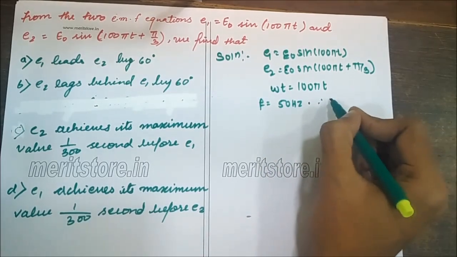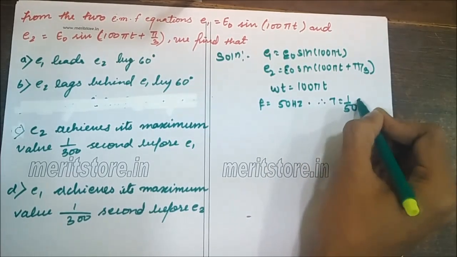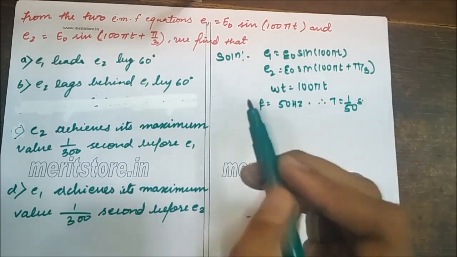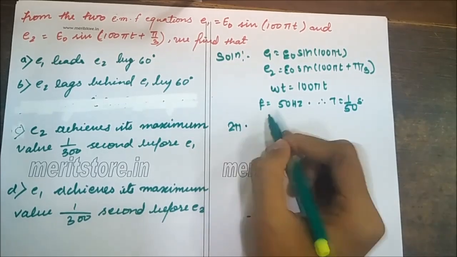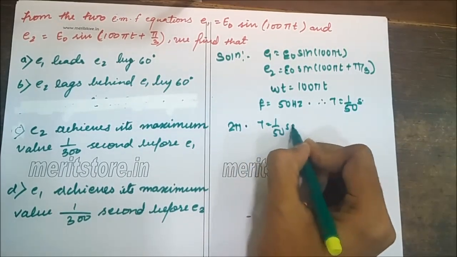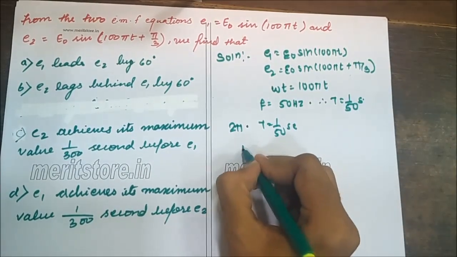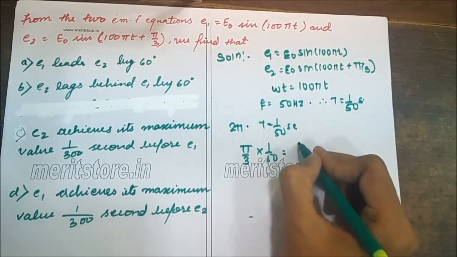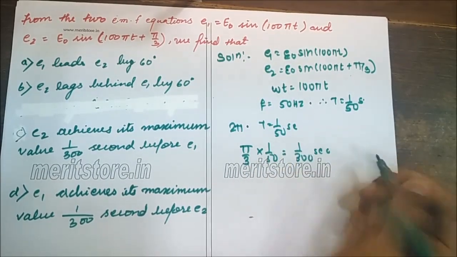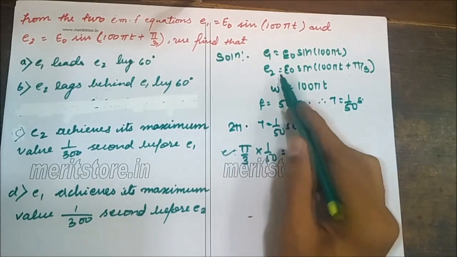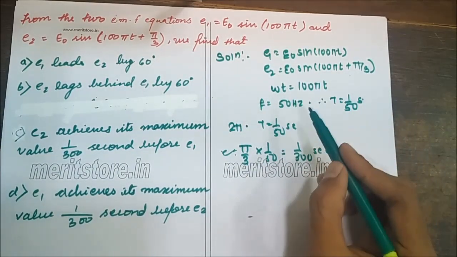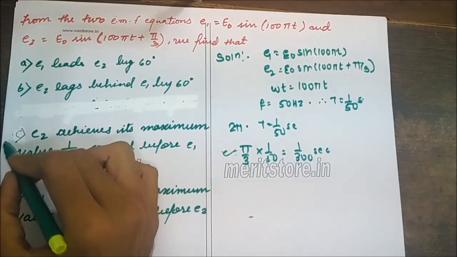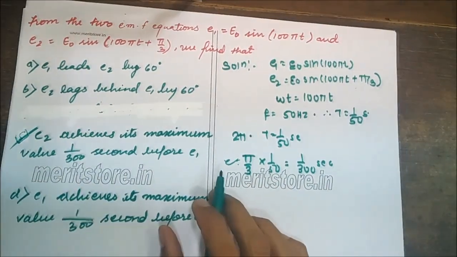That is for time t equals 1 upon 50 seconds. The frequency is 50 hertz. If we need a phase difference of 2 pi, then the time required is 1 upon 50 seconds. But here the phase difference is pi by 3. So for a pi by 3 phase difference, the time required is pi by 3 multiplied by 1 upon 50, which gives you 1 upon 300 seconds. That means this E2 is leading, and it achieves its maximum value 1 upon 300 seconds before E1. So C is the correct option.